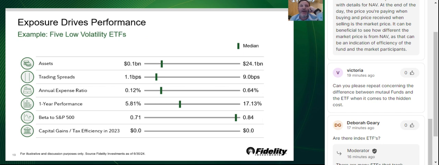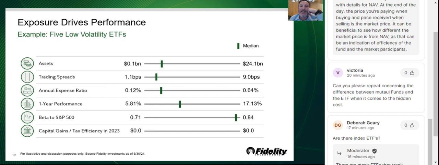There were 5 ETFs, by the way, that fit this category. There are 5 low vol ETFs that focus only on US large cap. So that was our starting universe, and we wanted just to make it more manageable, so we picked one where it was a relatively small category. But you can see some of these funds are quite big, up to 24 billion in assets. If you go to the bottom, capital gains and tax efficiency, none of them have paid in 2023. And that's been the same for the last couple of years.